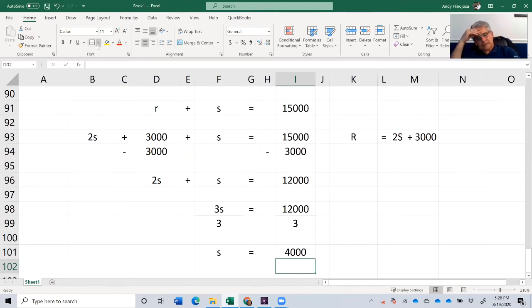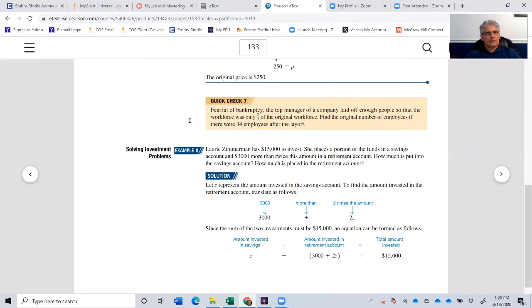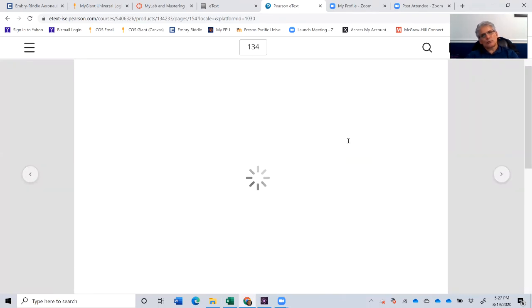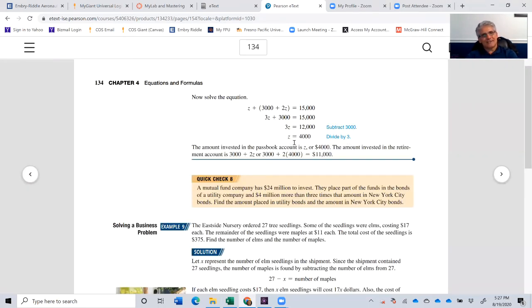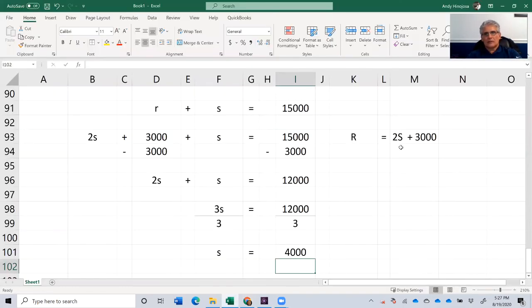All right, let's confirm. Let's see, I came up with $4,000. They use Z, I use S, all right? They came up with 4,000. And then now you'll plug it into the formula before. So if 4,000 is S, then we could solve for R now, which is the retirement.